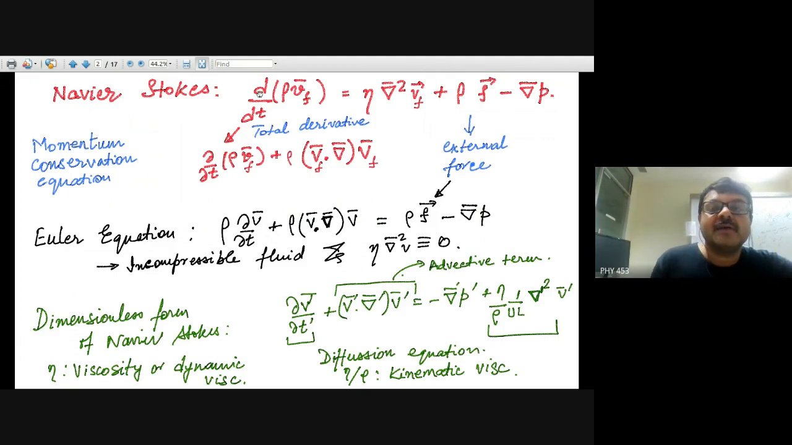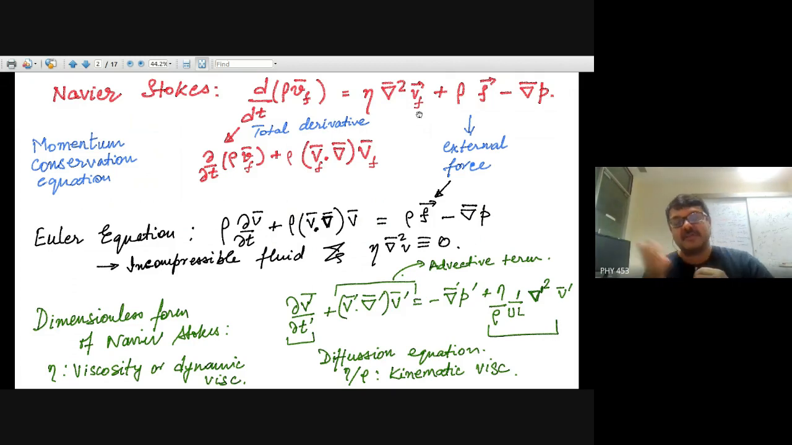is basically the total derivative of the momentum field, rho into Vf, where Vf is a function of x, y, z, and t, and the total derivative is this partial derivative with respect to time, as well as rho into v dot grad. So this is a dot product, and this operator is acting on the velocity field. And this is the viscous term, which we are going to neglect for the Euler equation. So eta into grad square Vf.